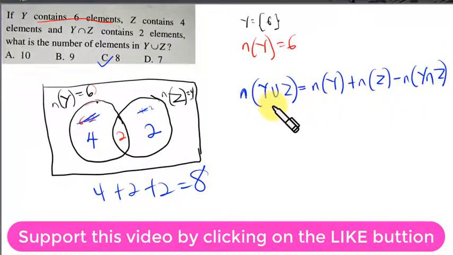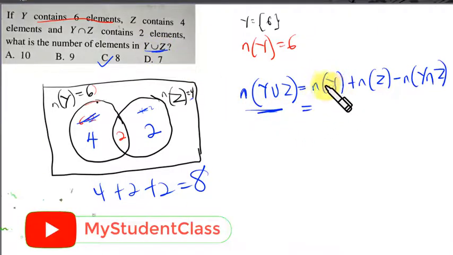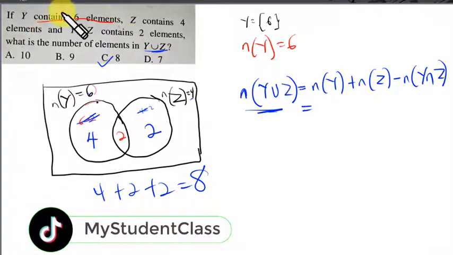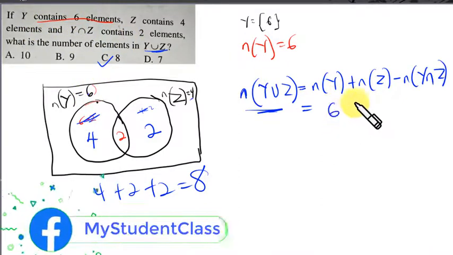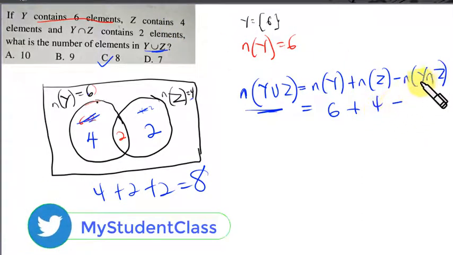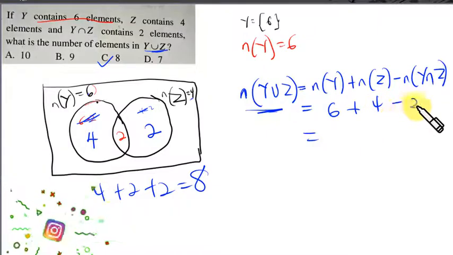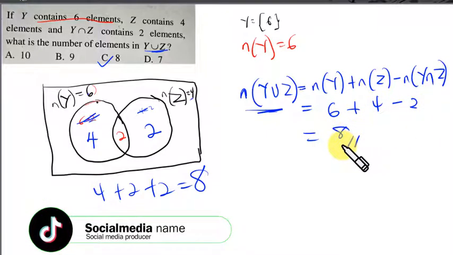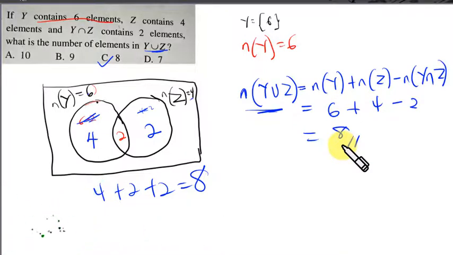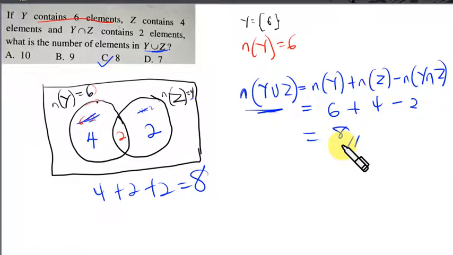So to find the number of elements in Y union Z, I know the number of elements in Y is 6, because I was told that Y contains 6 elements. The number of elements in Z is also 4 here, minus the number of elements in Y intersection Z, that is 2. So 6 plus 4 is 10, and minus 2 is 8. So that is another way that you can solve it if you don't want to use the Venn diagram. When the question states the number of elements but not the elements themselves, you can use this expression to find the number of elements in both sets. So that is how it is solved. Thank you.